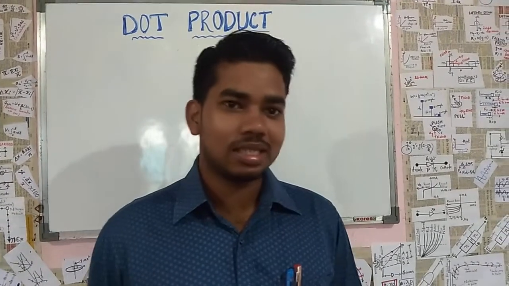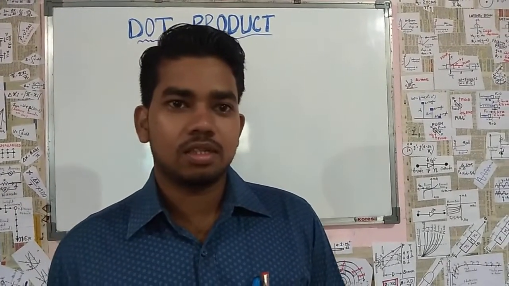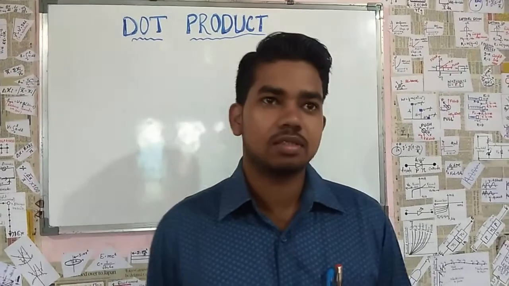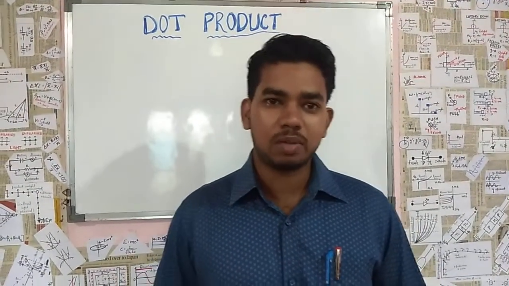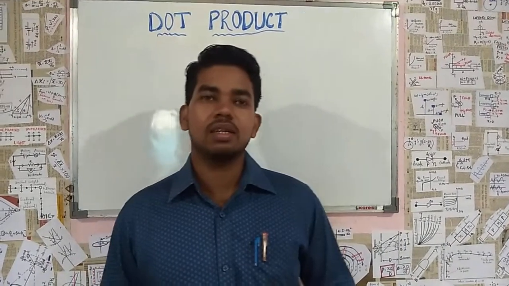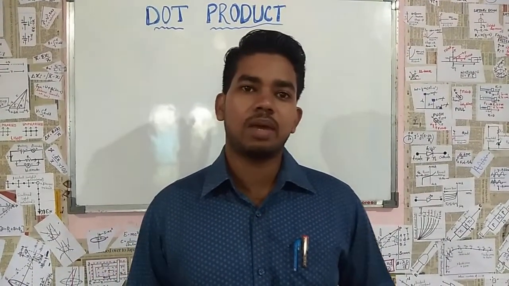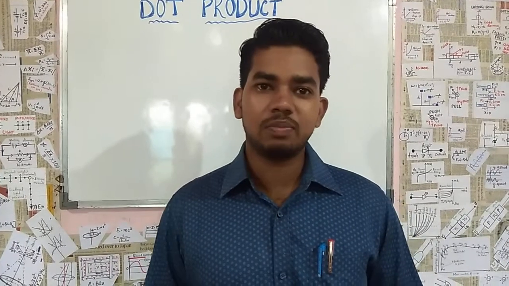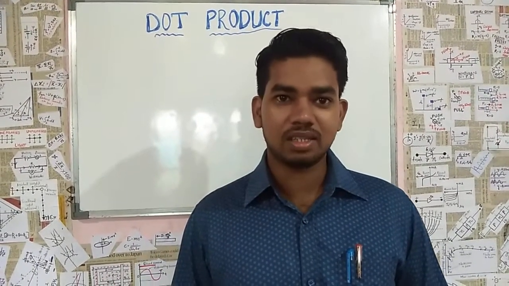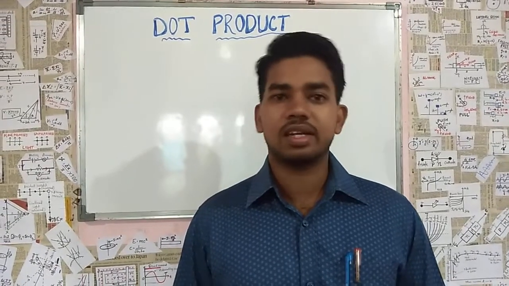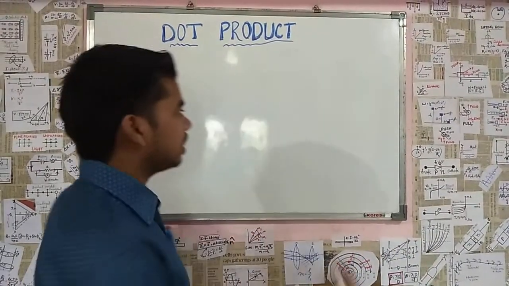Hi everyone. So today's topic is about dot product or scalar product of vectors. Everyone knows about vectors. What is a vector? A vector means we have both magnitude and direction, and we can represent a vector with its rectangular components, meaning along the x-axis, y-axis, and z-axis. These axes are how we represent a vector.